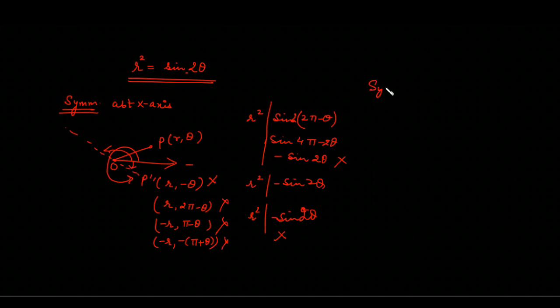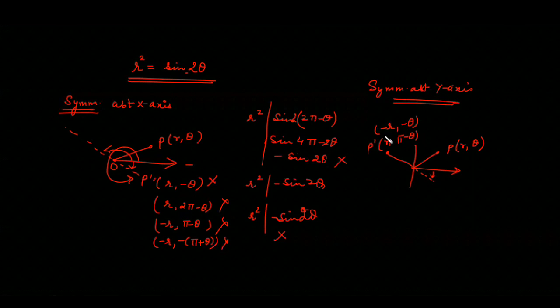Similarly, when we check the symmetry about y-axis, again the graph does not satisfy the representations of this point, r comma pi minus theta and minus r comma minus theta. When you substitute minus r comma minus theta, it is not satisfying. When you replace r with r and theta with pi minus theta, it is again not satisfying. So the graph is not symmetrical about y-axis.